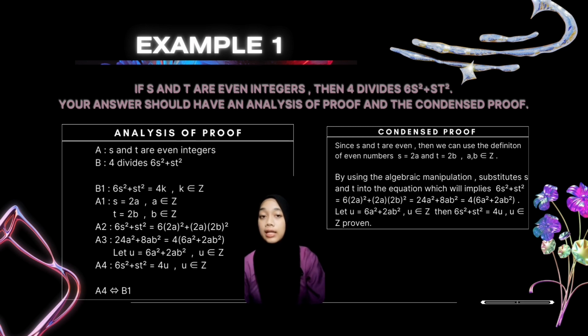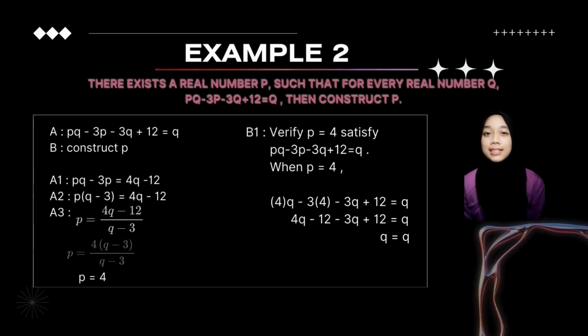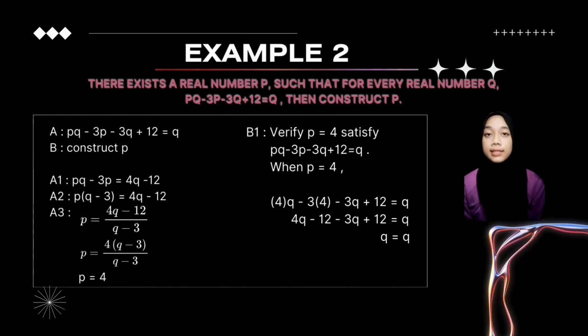So we're going to let u equal 6a squared plus 2ab squared. So A4 is going to be 6s squared plus st squared equals 4u, where u is an element of the integers. So here, we have proved that A4 is logically equivalent to B1. Okay, so let's proceed to example 2.